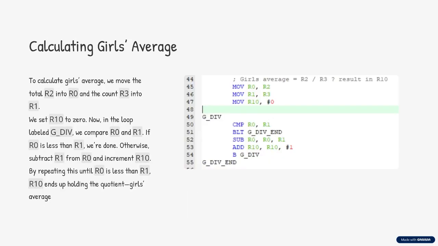Calculate the girls average. We move the total R2 into R0 and the count R3 into R1. We set R10 to 0. Now, in the loop labeled gdiv, we compare R0 and R1. If R0 is less than R1, we are done. Otherwise, subtract R1 from R0 and increment R10. By repeating this until R0 is less than R1, R10 ends up holding the quotient, the girls average.